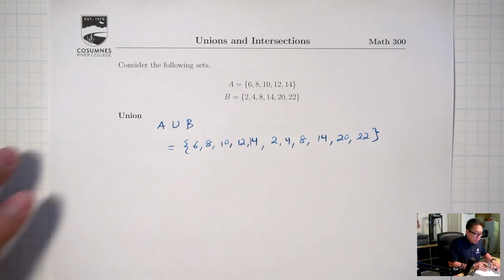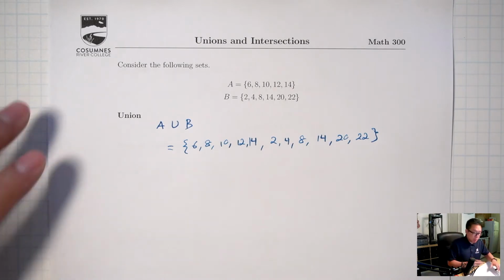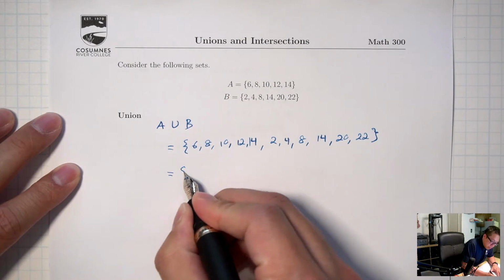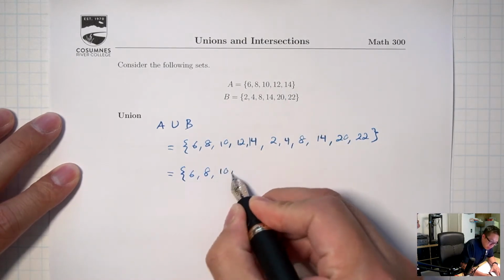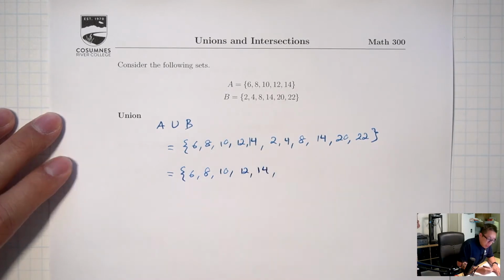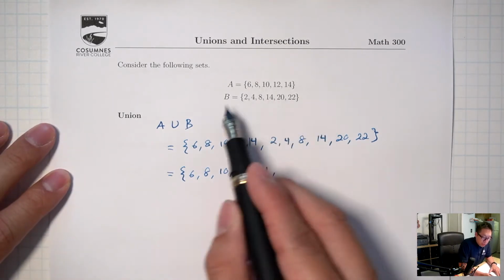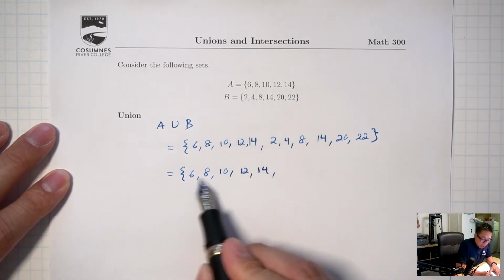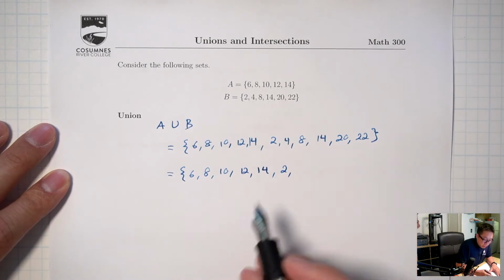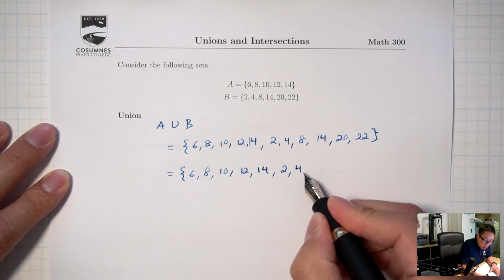Okay, so don't write this part down, but the way I usually do the union so that I don't have any repeats is I'm going to write out the first set as is. So 6, 8, 10, 12, 14. And then go to my second set and just add on anything that's new, without putting any repeats in. So looking through my second set, what is new that I don't have yet? 2, I don't have yet, so I'll add on 2. 4, I don't see a 4 yet, so I'll add on the 4.